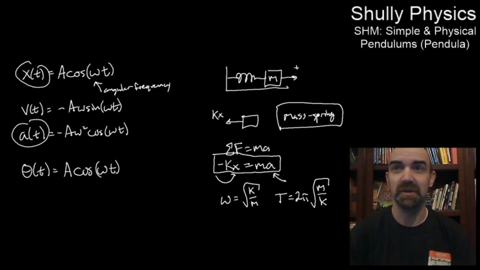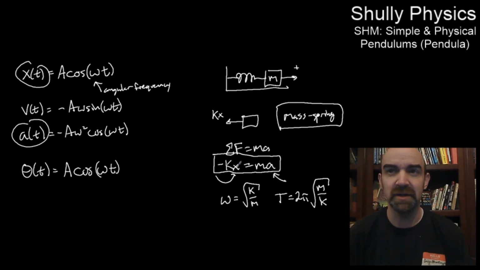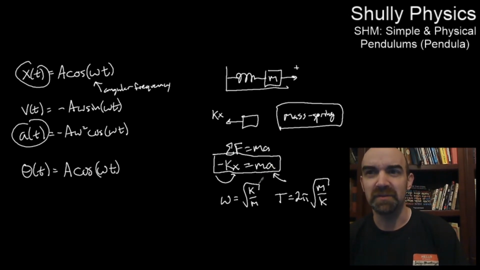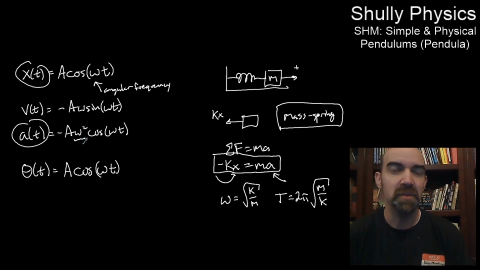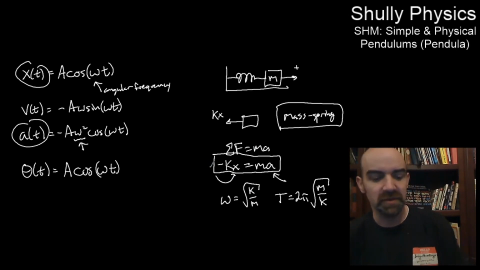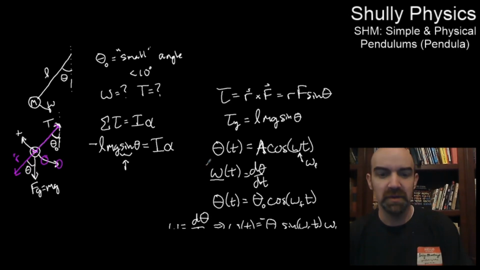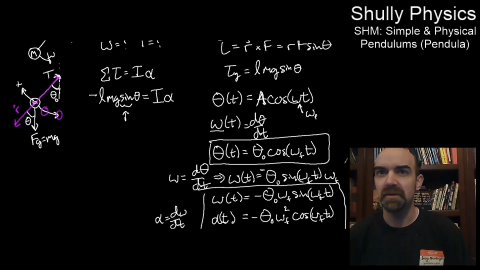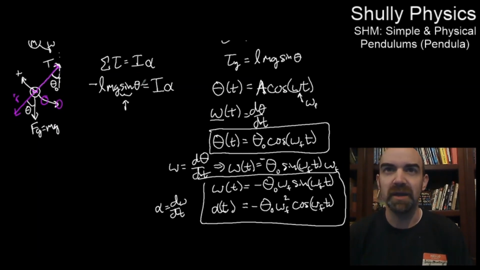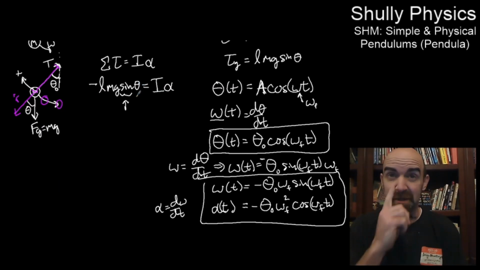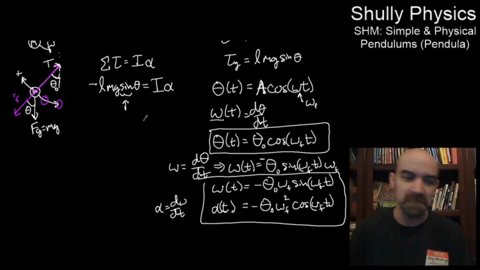Before, with the mass spring system, I plugged in x of t equals A cosine omega t, and plugged in negative A omega squared cosine omega t for the acceleration. That's how we got the square root of k over m, through that algebra of plugging those in. Now, if I start plugging theta into this sine theta here, we're going to get something that's not very useful. We can't really solve it yet. So I want to talk about the sine theta next.